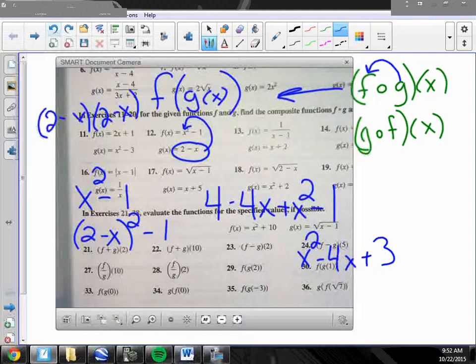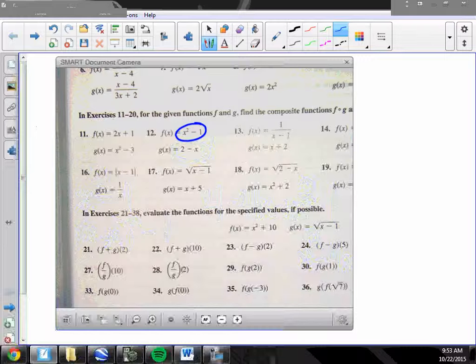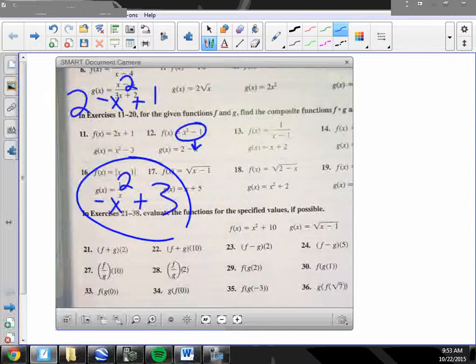And then we need to state the domain. What's the domain of this function? All real numbers. There's no way to get either undefined or an imaginary number. For the second one, g of f, I'm going to stick this in here. So I have 2 minus x squared, plus 1, which is negative x squared plus 3. What is the domain of that? And it would be all real numbers.